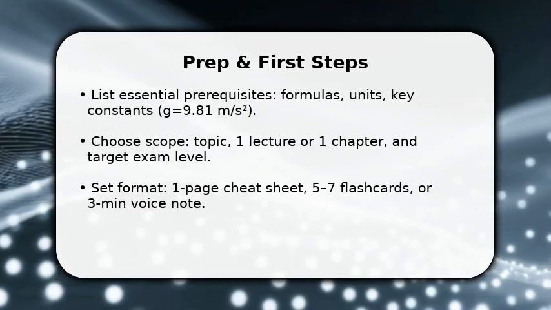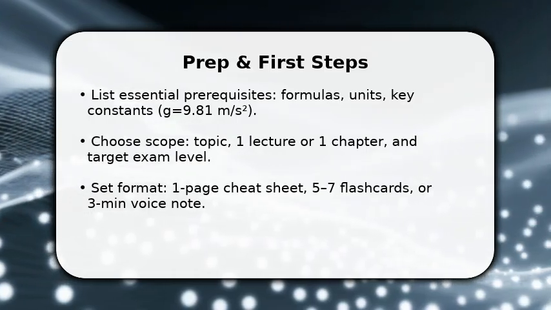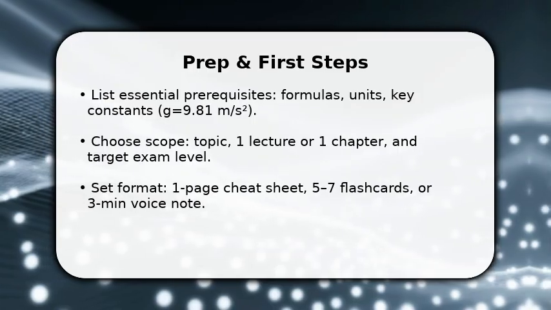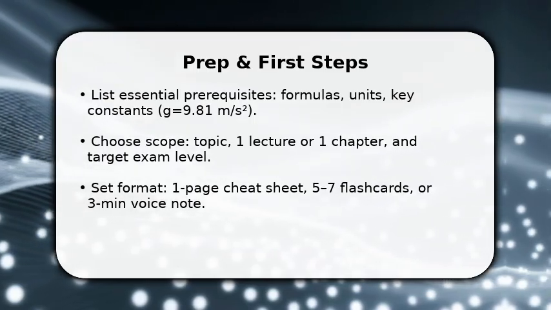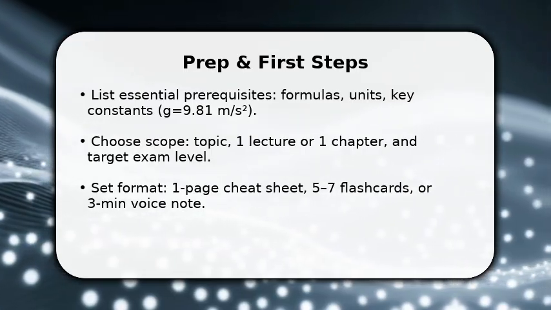You start by gathering only what matters: core formulas, units, and constants like g equals 9.81 m/s². Once done, decide scope so you don't overpack the note. Pick one lecture or chapter and match the note to your exam level.